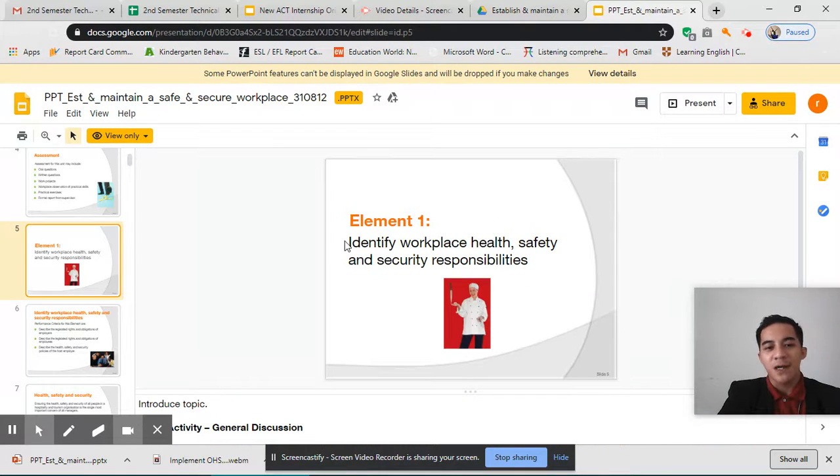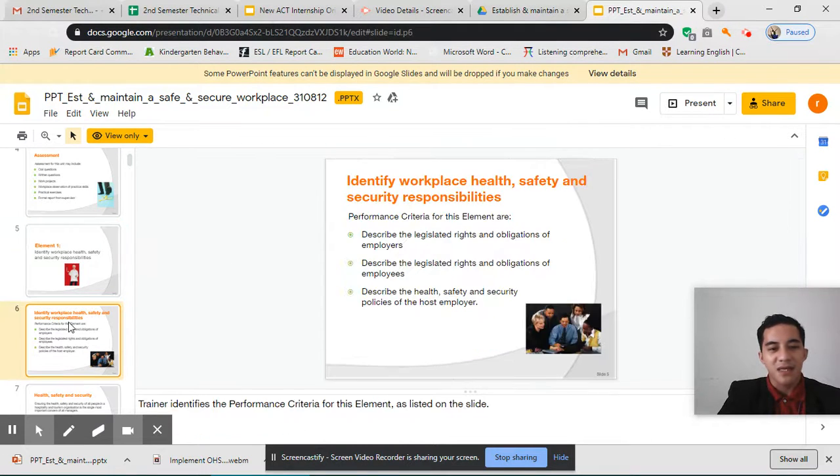So, element one, identify workplace health, safety, and security responsibilities. In here, we will talk about describe the legislated rights and obligations of the employers. So, obligations and rights of employers, legislated. So it's about the law, what the government also requires, okay? Second is, describe the legislated rights and obligations of employees. So not only employers, but also employees have rights and obligations. Otherwise, it would be slavery.